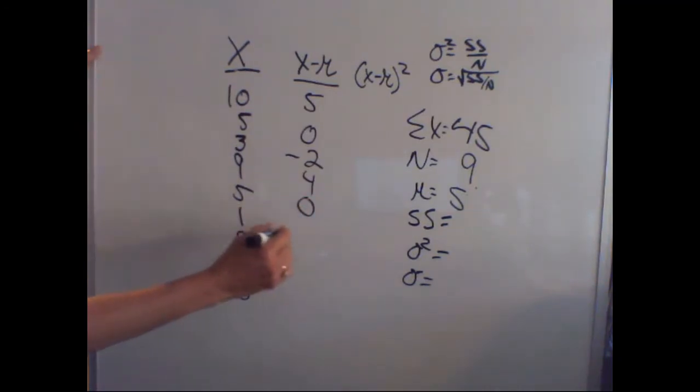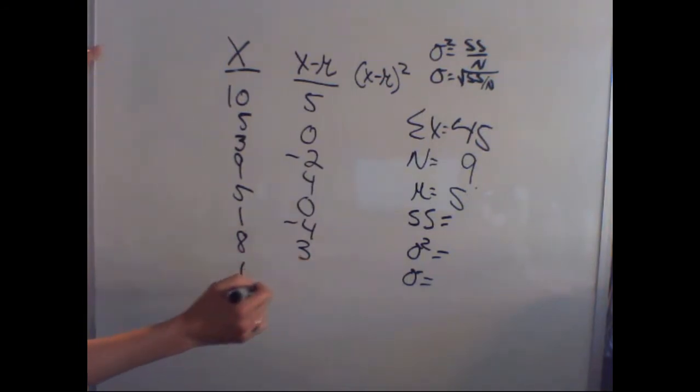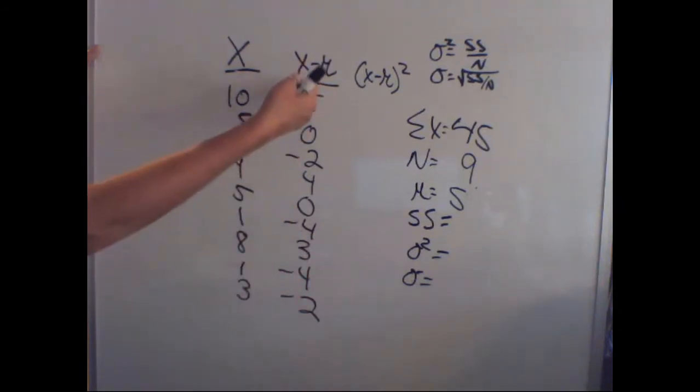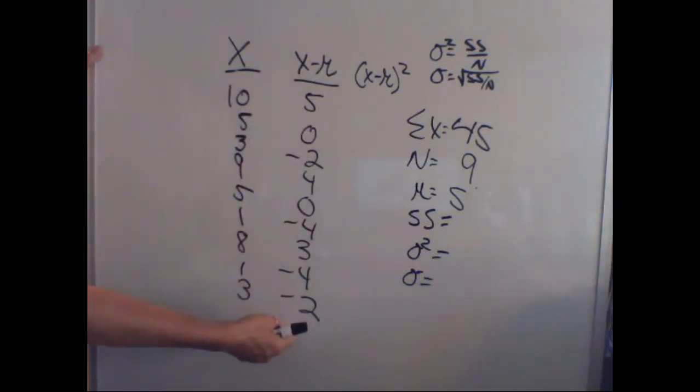1 minus 5 is a negative 4. 8 minus 5 is 3. 1 minus 5 is -4, and 3 minus 5 is a -2. Now, how do I make sure that I've done my deviations correctly? Well, from the last time, I mentioned that if you add up all your deviations, they'll equal 0.